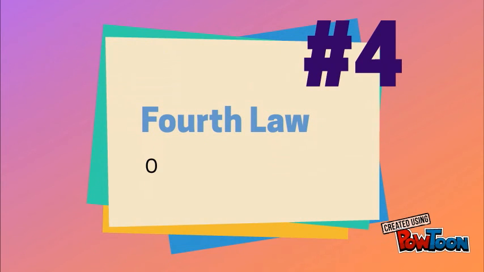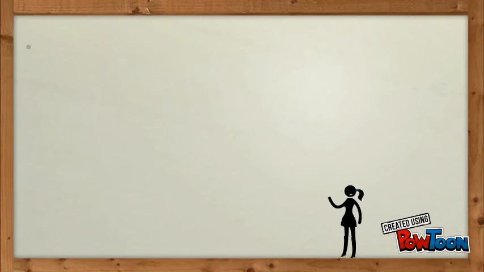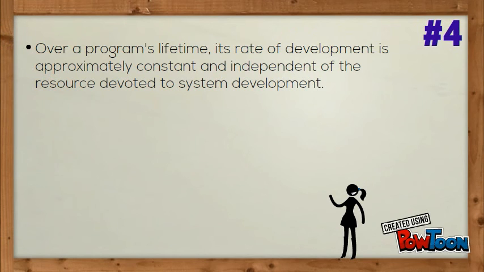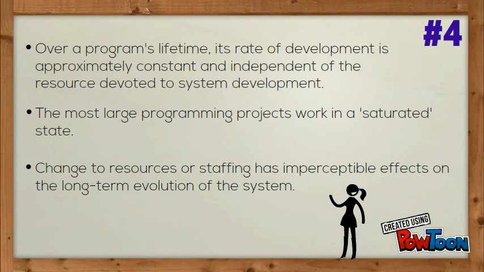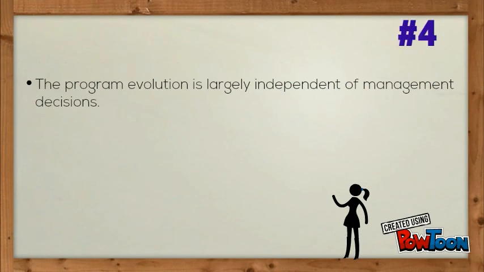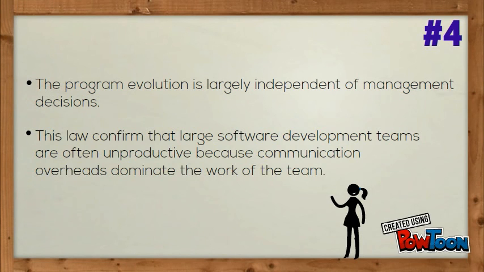Fourth law. Organizational stability. Over a program's lifetime, its rate of development is approximately constant and independent of the resources devoted to system development. Most large programming projects work in a saturated state. Changes to resources or staffing have imperceptible effects on the long-term evolution of the system. Program evolution is largely independent of management decisions. This law confirms that large software development teams are often unproductive because communication overheads dominate the work of the team.